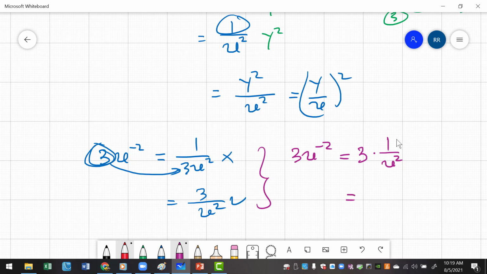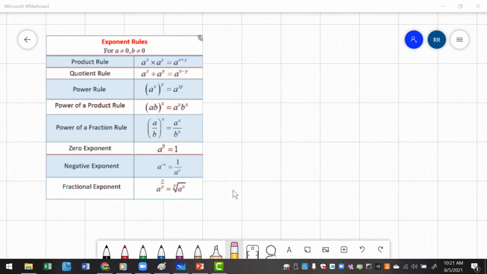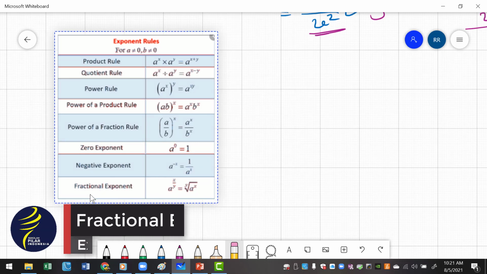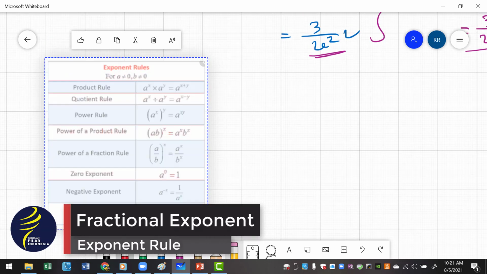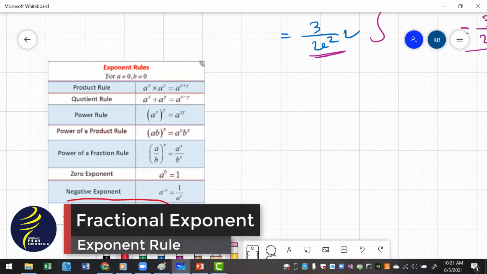So in the final, we can just multiply this. 3 times 1 is just 3, and then we have x to the power of 2 as the denominator. Okay, so this is going to be the truth. This one is incorrect. Okay, last but not least, the fractional exponent.